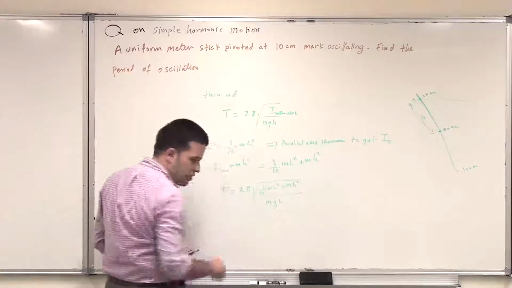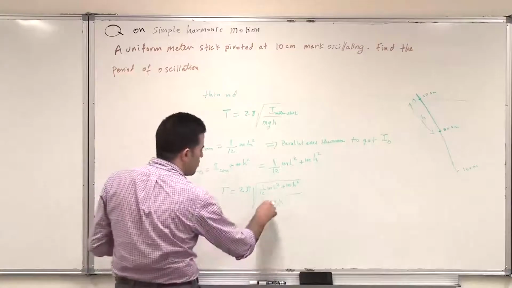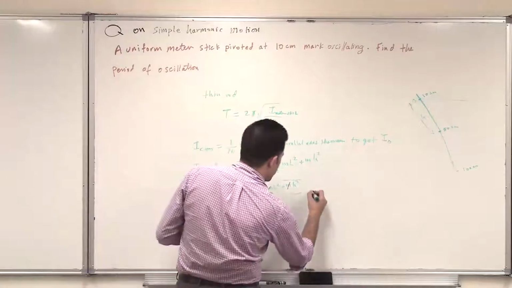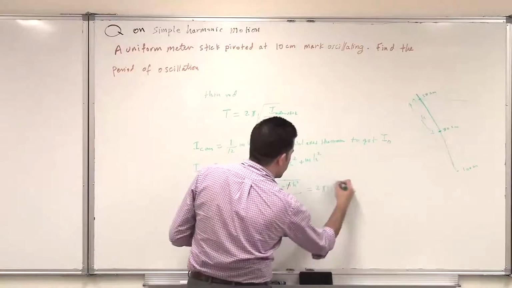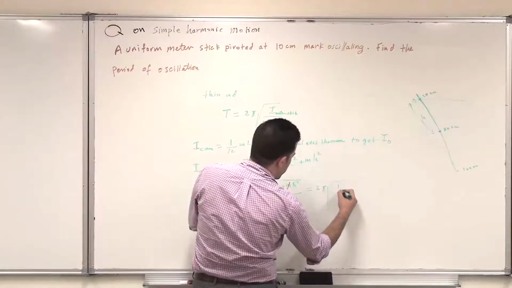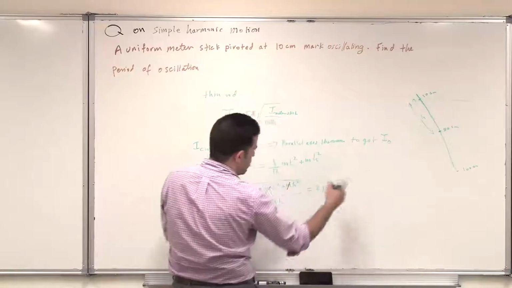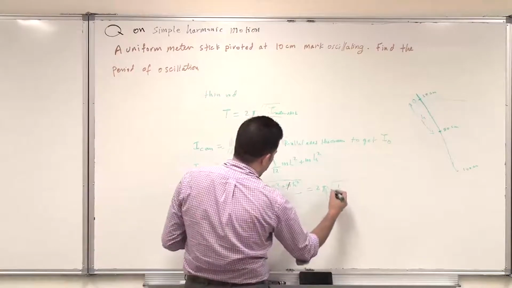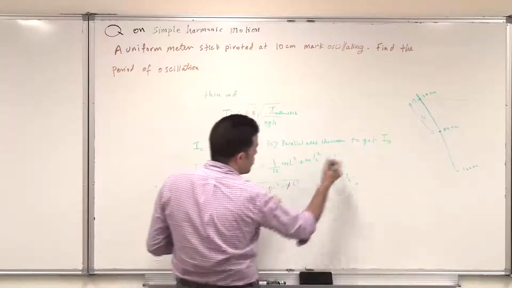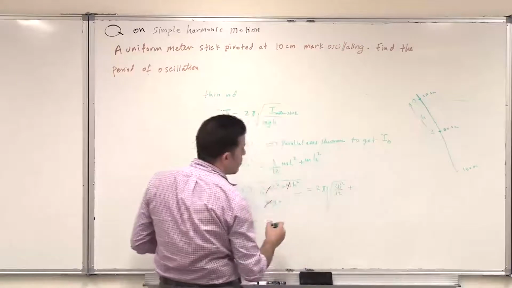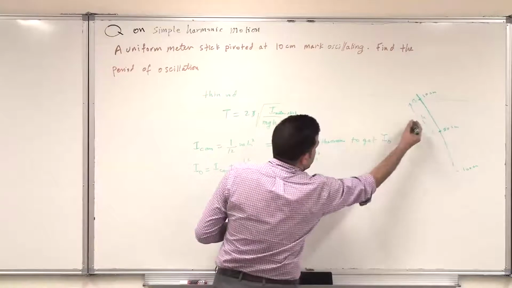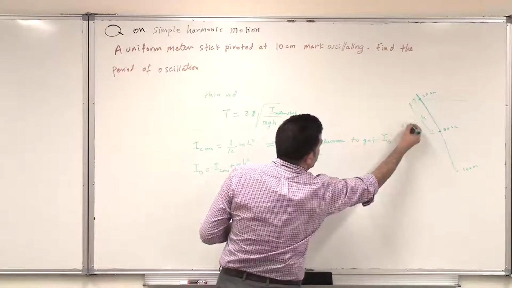Now the mass can be cancelled from all terms. So we are left with 2 pi square root of, L square, where L is the whole length of 1 meter, 100 centimeter in meters, so it is 1 meter. 1/12 times L square plus h square, where h is the distance between the pivot point and the center of mass, which is between 0.1 meters or 10 centimeters to 50 centimeters. So it is 0.4 meters.